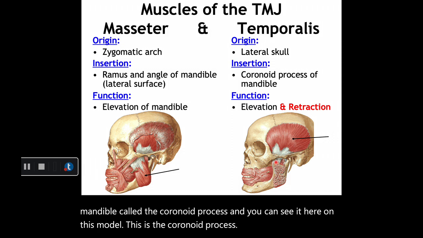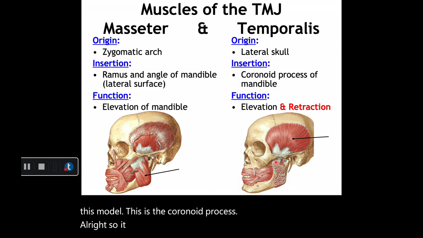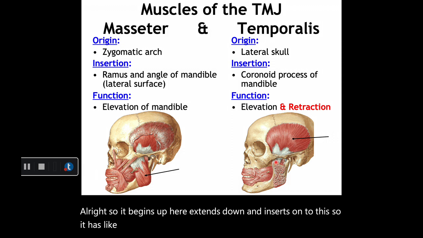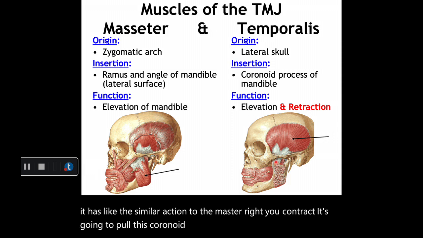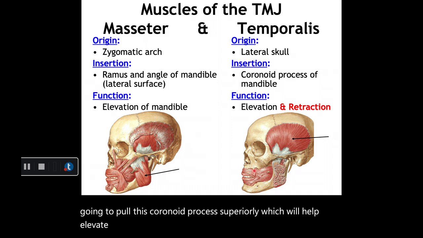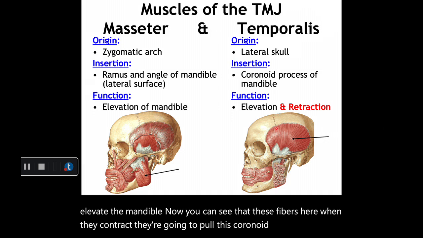All right, so it begins up here, extends down and inserts onto this. So it has a similar action to the masseter. Right, you contract it, it's going to pull this coronoid process superiorly, which will help elevate the mandible. Now you can see that these fibers here, when they contract, are going to pull this coronoid process superiorly, almost directly upward.